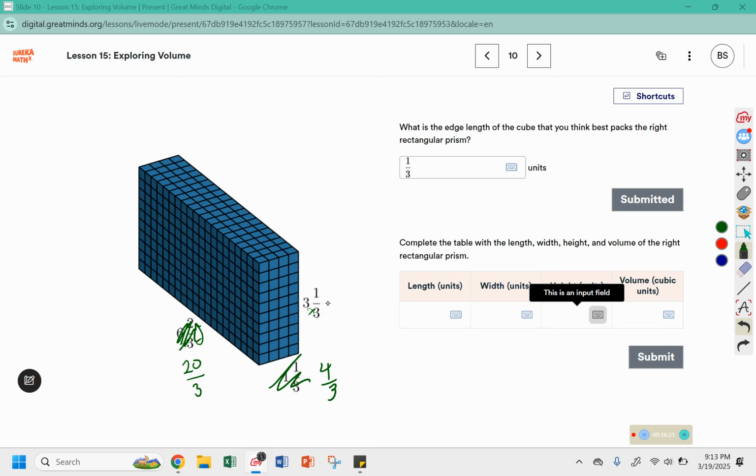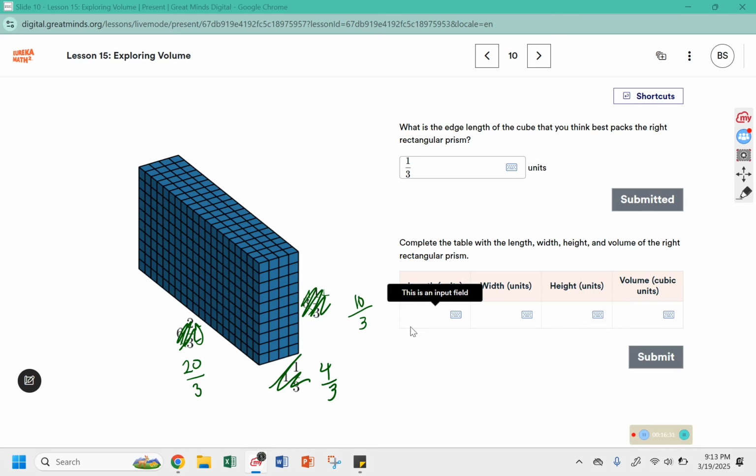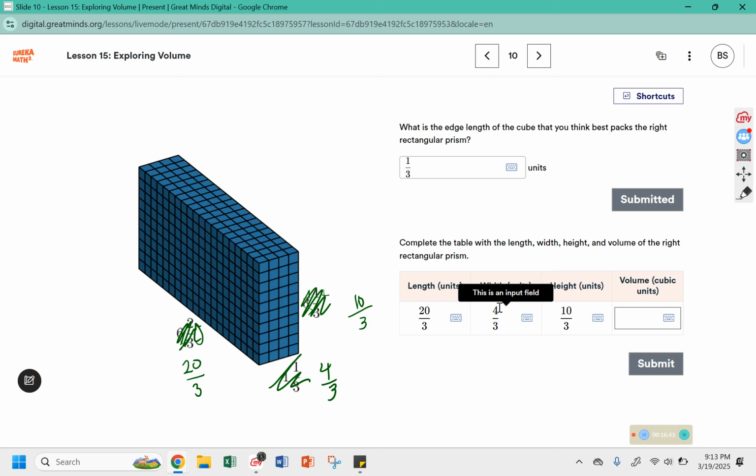3 times 3 is 9. 9 plus 1 is 10. So I would rewrite that as 10/3. 20 times 4 is 80. 80 times 10 is 800. For our denominator, we have 3 times 3 makes 9, and 9 times 3 is 27.